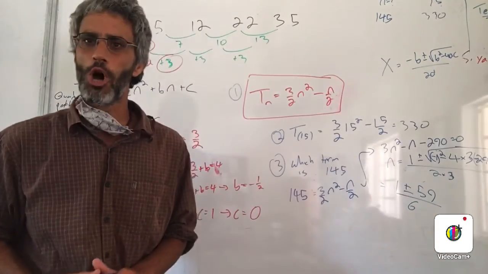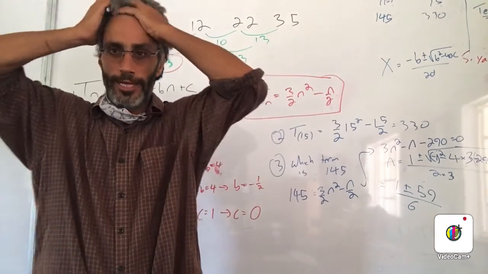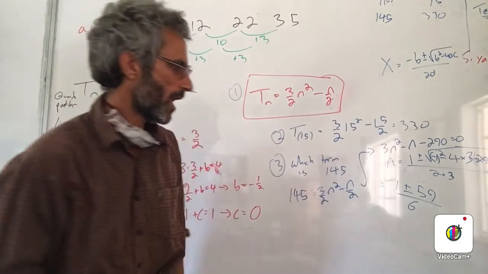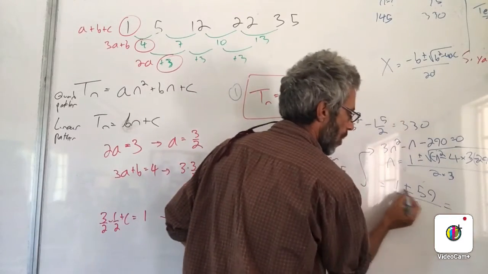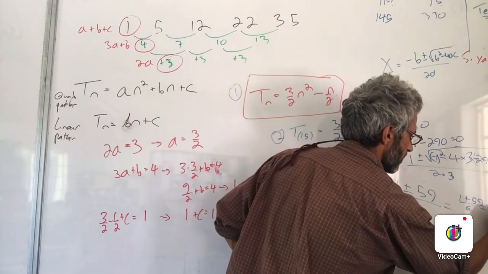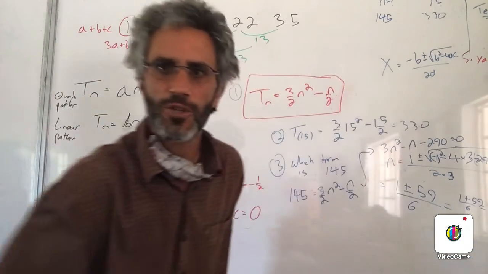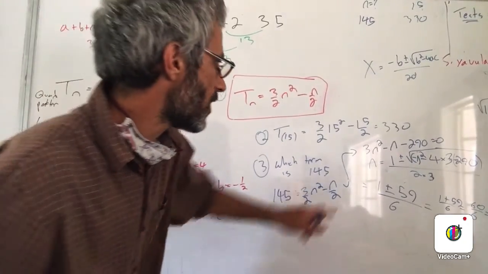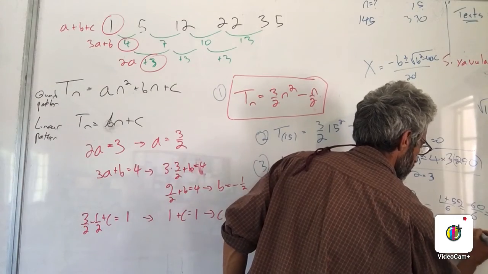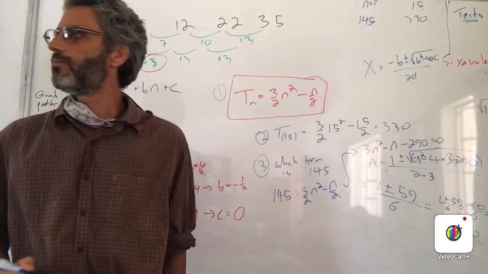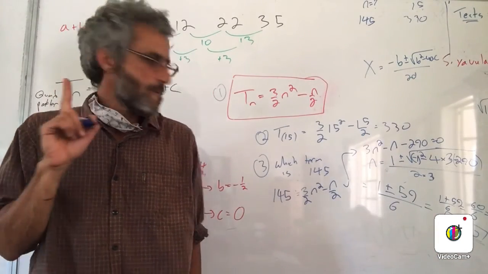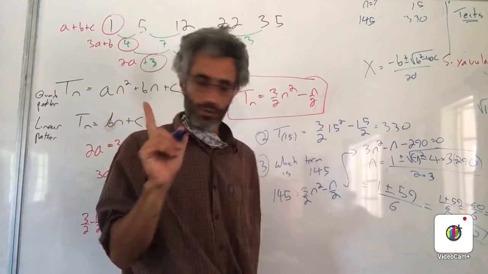Now we're getting 2 answers. This is where you have to, and sometimes it's hard, you have to disqualify some of the answers. The first answer is 1 plus 59 divided by 6, which is 60 divided by 6, which is 10. So one of the answers is n equals 10. That's in fact our answer. Right, Simon, that's the number.